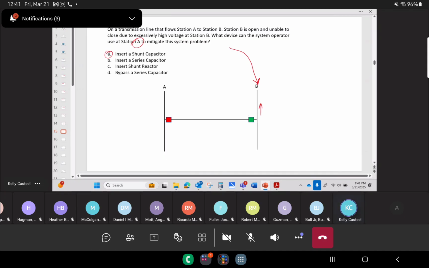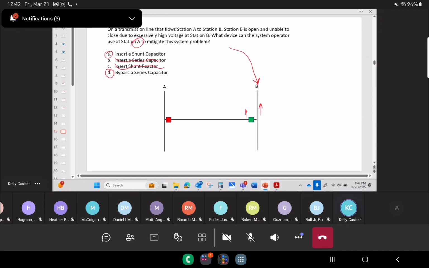It's basically going to be the opposite of everything we just looked at. So if we insert a series capacitor, that would lower that voltage. That would make the difference across that breaker even worse. So that wouldn't help. Inserting a shunt reactor, again, that would lower this voltage, which would lower this and make the problem worse. And bypassing a series capacitor, in that case, we would make the line look like it was a longer line, which would raise this voltage a little bit. So that would help. So in that case, alpha and delta both would be possible correct answers.